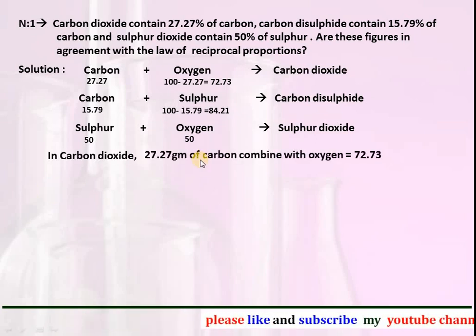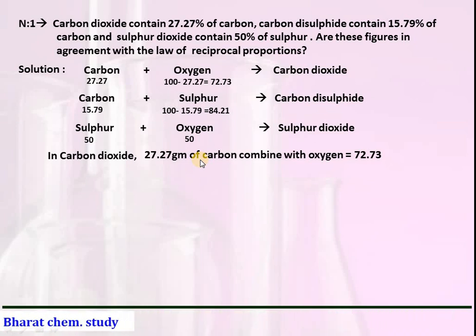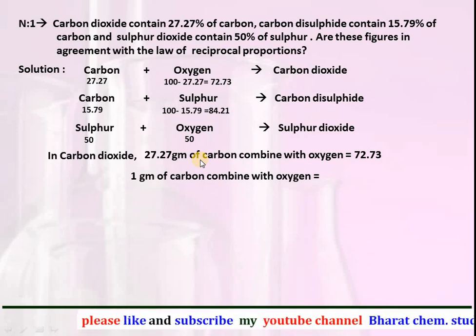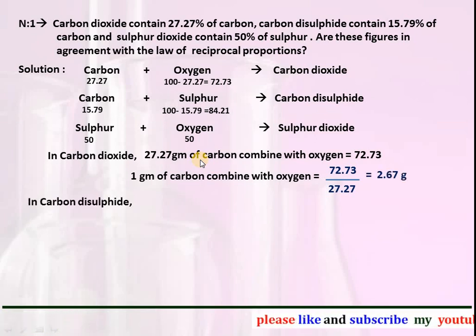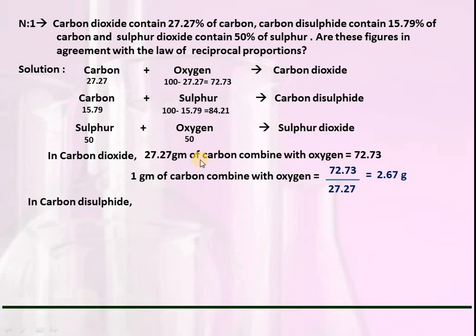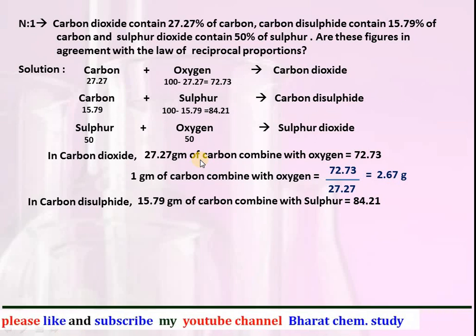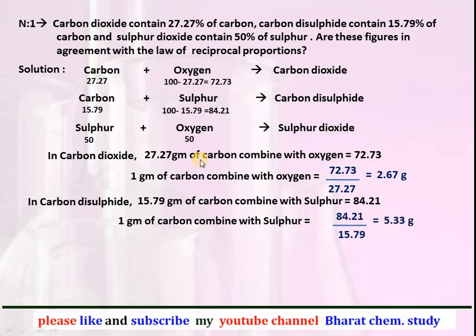So in carbon dioxide, 27.27 grams of carbon combined with 72.73 grams of oxygen. So we are going to fix the mass of carbon at 1 gram. 1 gram of carbon combined with oxygen equal to 72.73 divided by 27.27, which comes to be equal to 2.67. Similarly, in carbon disulfide, 15.79 grams of carbon combined with 84.21 grams of sulfur. So therefore 1 gram of carbon combined with sulfur is equal to 5.33 grams.